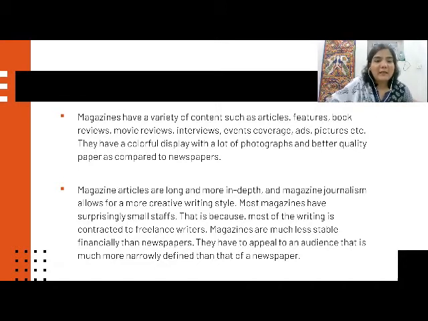Magazines are much less stable financially than newspapers. They have to appeal to an audience that is much more narrowly defined than that of a newspaper. Now, the kind of audience that magazines have is actually even narrower than the newspaper audience. We already know that as far as newspapers are concerned, people who might not know how to read and write, they don't buy newspapers. They get their news through electronic media and other sources.